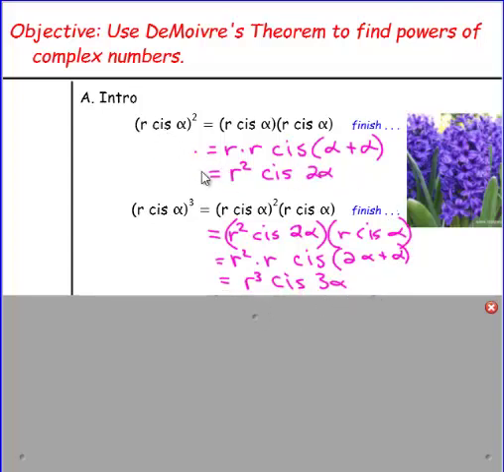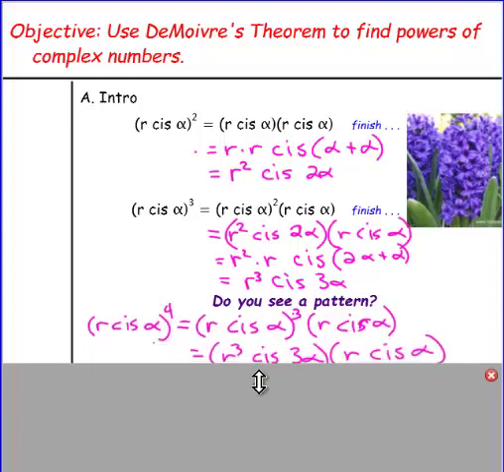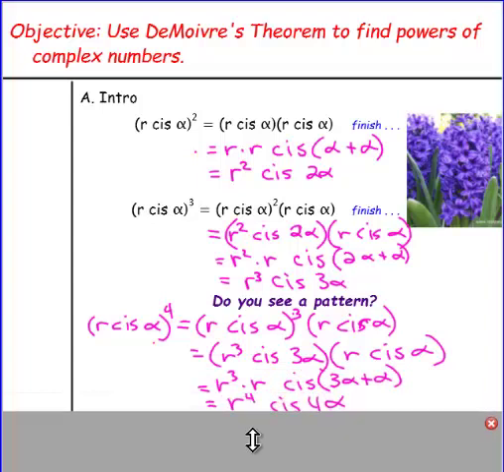Hopefully you're starting to recognize a pattern. We're going to do one more, r cis alpha to the fourth power, to confirm that we see a pattern happening. So that's just r cis alpha to the third times r cis alpha. Remember, the cis means cosine plus i sine of that value. So r cis alpha to the third is what we came up with in the previous part, r cubed cis 3 alpha. Multiply it with one more to get it raised to the fourth power. So using our multiplication rules, we get r to the fourth cis 4 alpha.